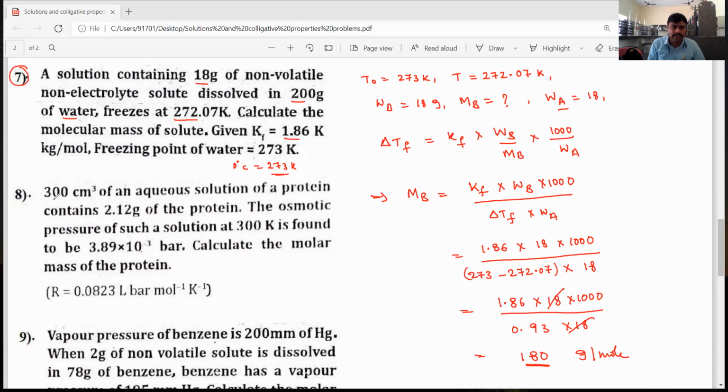So 300 centimeter cube, which means 300 ml of aqueous solution of protein, contains 2.12 grams of protein. They gave the protein weight, and the osmotic pressure also. We need to find out the molar mass of protein. Okay, it's very easy, dear students. And the protein is non-ionized, so that's why its van't Hoff factor value for proteins is 1.